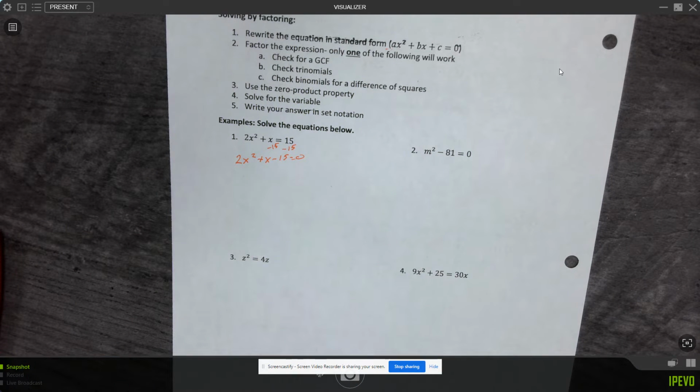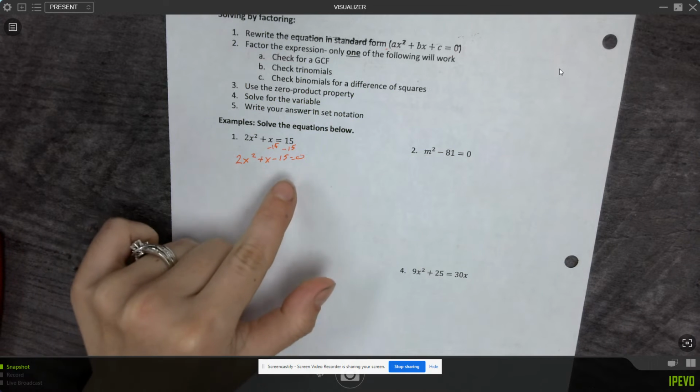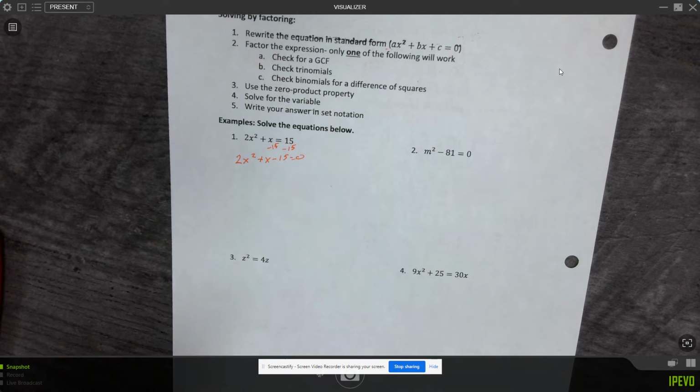Now I'm equal to 0. Perfect. Move on to my factoring. Always start with GCF. Is there a GCF? 2, 1, and negative 15? Nope. X squared, x, and no variable? Nope. Move on to checking for my trinomials.